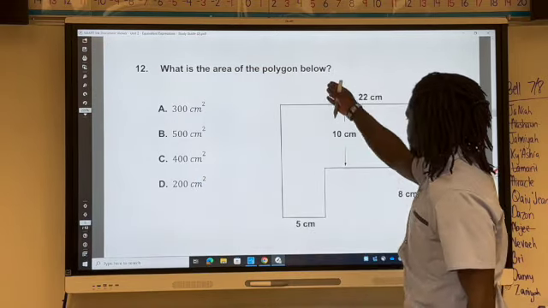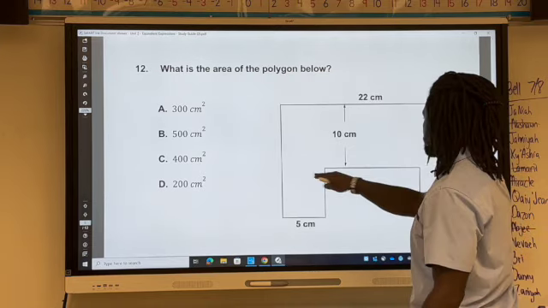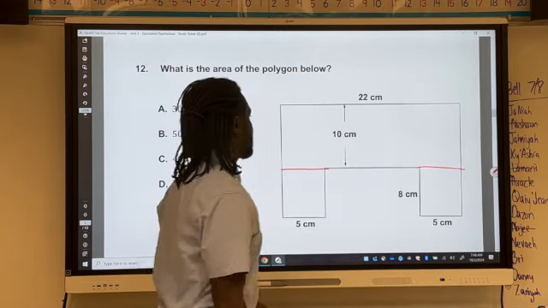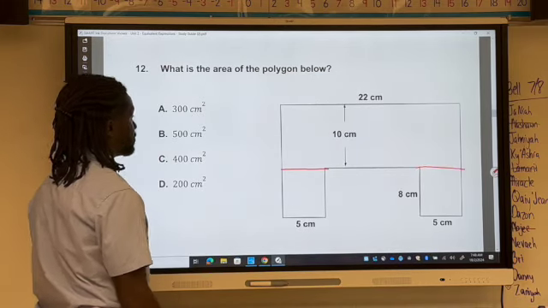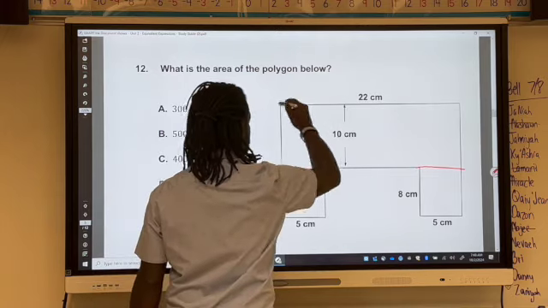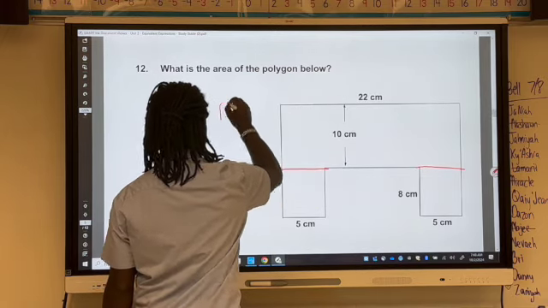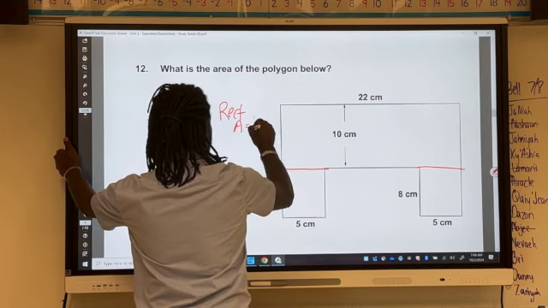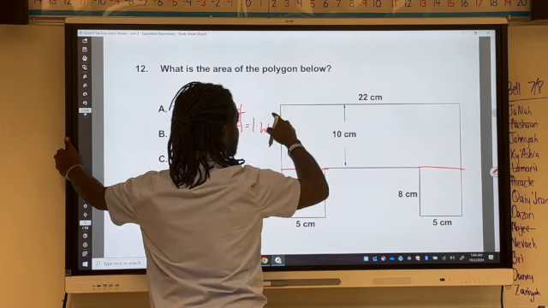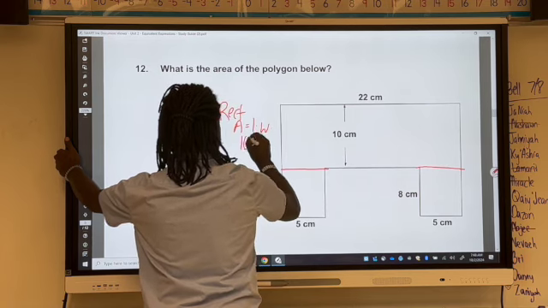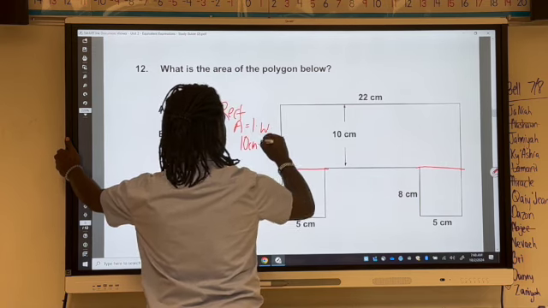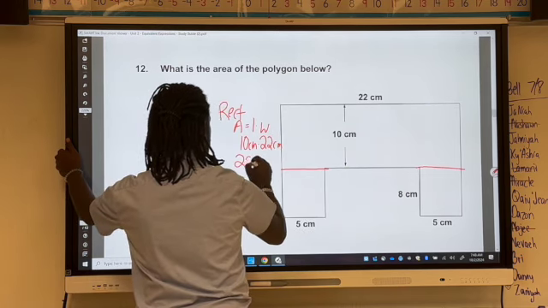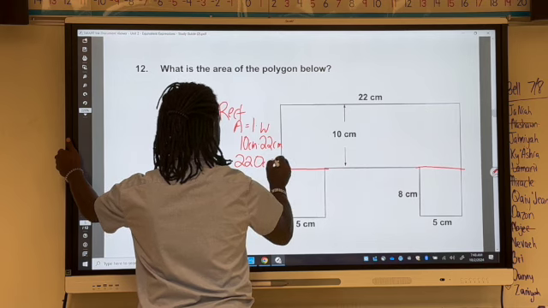There's many ways you could divide it here and here, or you could divide it here. I'm going to actually divide it here. Okay. And then we just got to figure out the dimensions, right? So we got, this is 22, this is 10. So for this rectangle, this first one, I got area equals length times width. My length is 10 centimeters. My width is 22 centimeters. Okay, so multiply that. That's going to give me 220 centimeters squared.